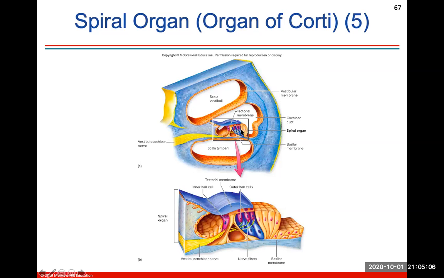I'm hoping you guys had some of this in anatomy, but this is a great review of anatomy here. Here's the basilar membrane, and then the tectorial membrane is at the top. But these are the nerve fibers and how they're embedded. You have inner and outer hair cells, but they will be embedded in the tectorial membrane, and the bending of those hair cells will be picked up by the vestibulocochlear nerve.